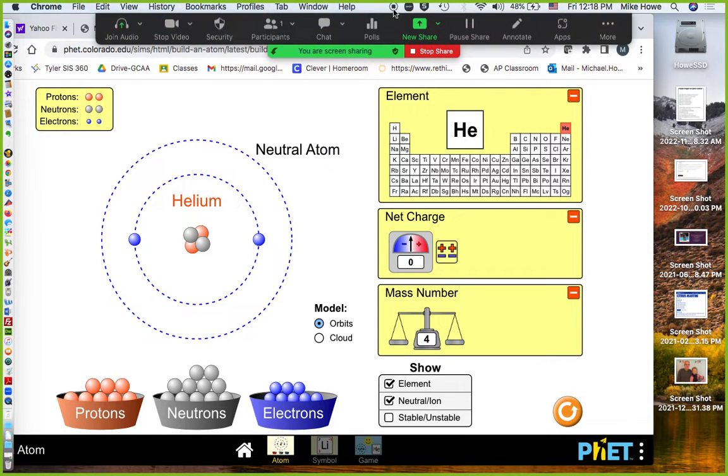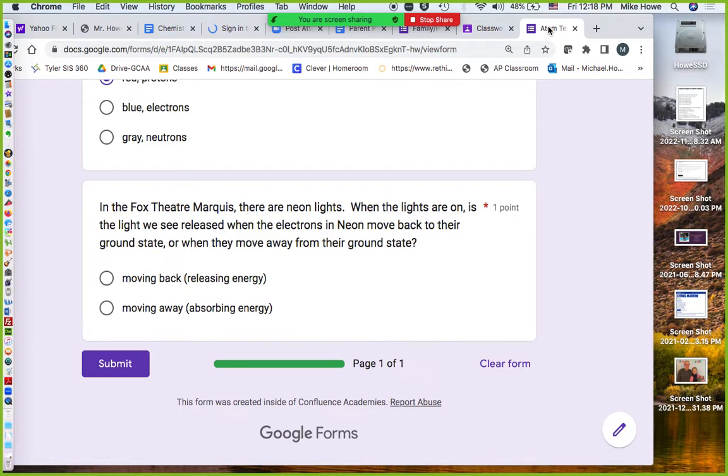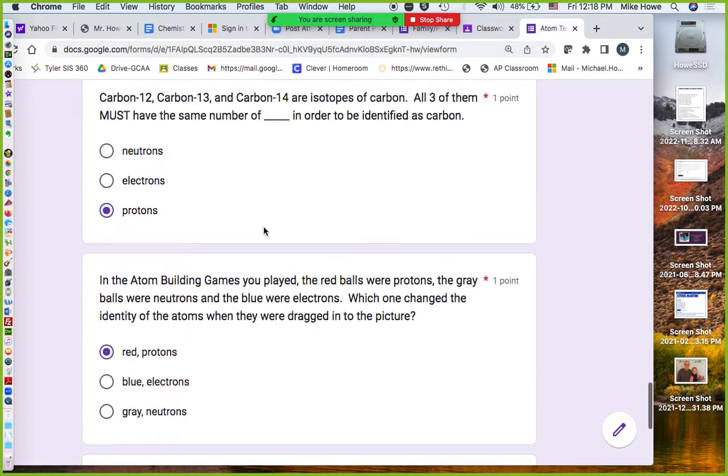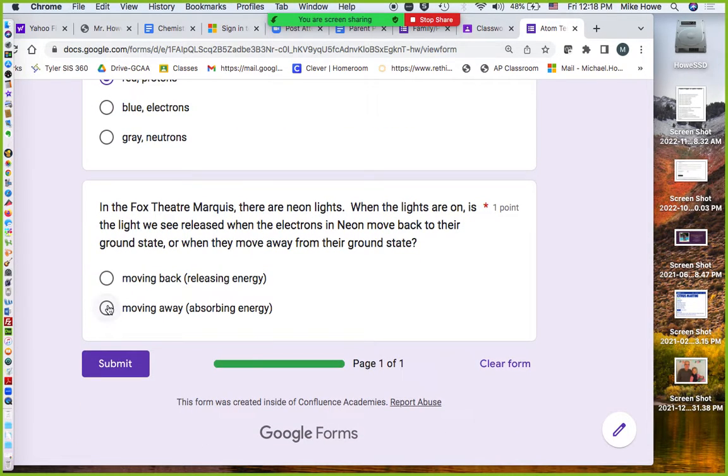All right, I think I'm going to stop there. I think that was the last question. We'll go back and check. Yep, that was the last part of part one there. Oops, the answer was moving back. They release energy when they move back is why we see the light.